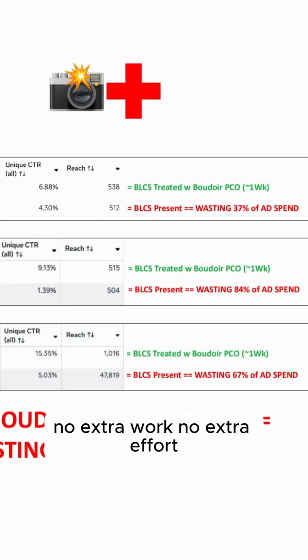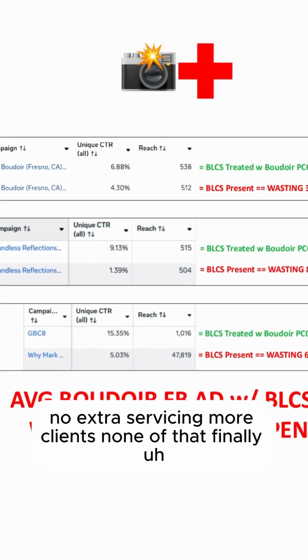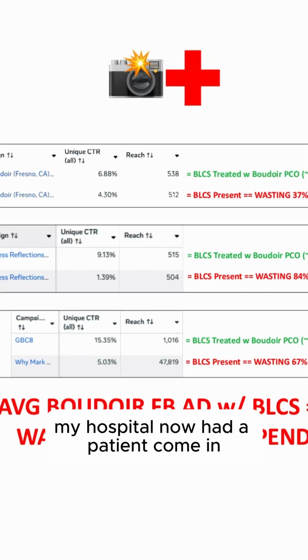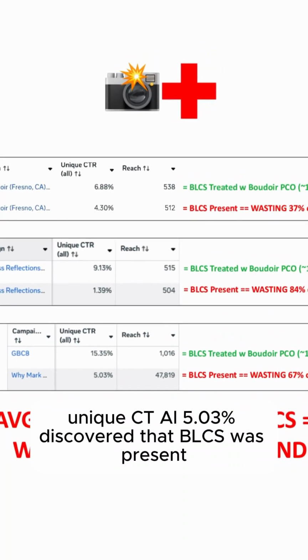No extra work, no extra effort, no extra servicing, more clients, none of that. Finally, my hospital now had a patient come in, unique CTR all 5.03%, and we discovered that BLCS was present.